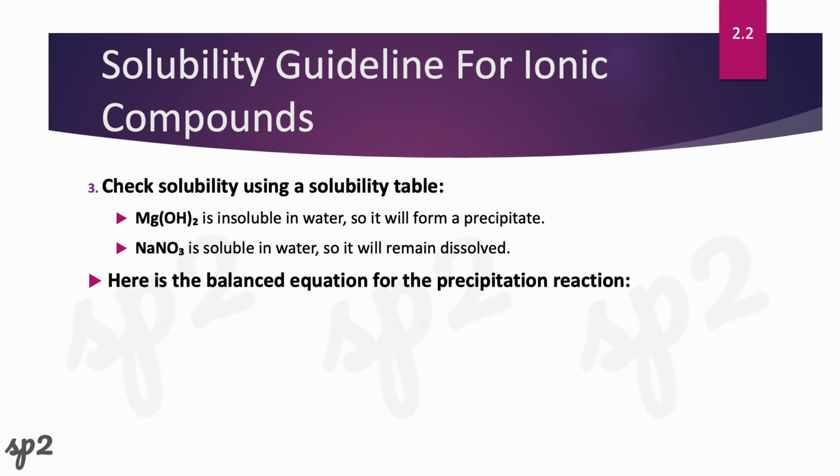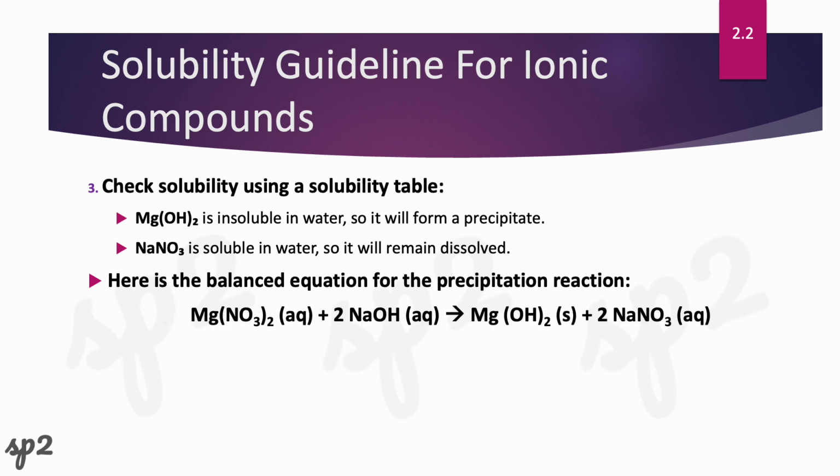Here is my balanced equation for my precipitation reaction. I've got magnesium nitrate reacting with sodium hydroxide, and they both are soluble, and they are producing magnesium hydroxide, which is my precipitation. And I always have my sodium nitrate dissolved in water. Okay, cool.